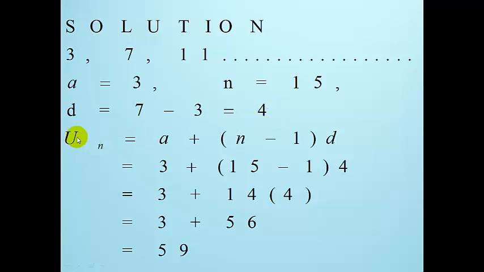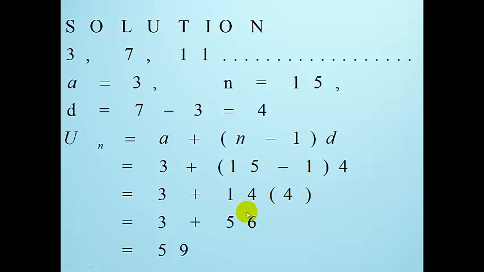Now we know from the relation that the nth term of a linear sequence is given by Un equals a plus (n minus 1)d, where a is the first term, n is the number of terms, and d is the common difference. Now by substitution, we have 3 plus (15 minus 1) times 4. Why do we have 3? Because the first term a is equal to 3. n is the number of terms, that is 15 from the question, and d is the common difference, that is 4 from our calculation.